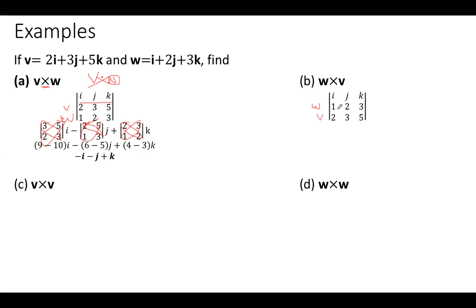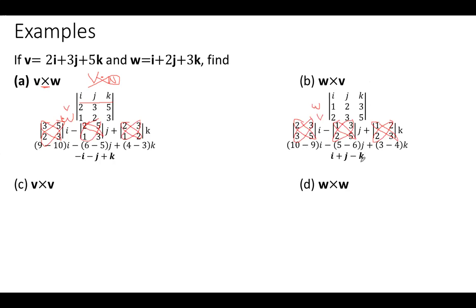Again, set it up. We ignore column I and set it up with 2, 3, 3, 5 times I. Minus, from the formula, ignoring column J, 1, 2, 3, 5 times J. Plus, from the formula, ignore column K, 1, 2, 2, 3 times K. Then we do your determinant rule, 2 times 5 minus 3 times 3, so that's 10 minus 9 times I, minus 1 times 5 minus 3 times 2, 5 minus 6 is J, and then 1 times 3 minus 2 times 2, so 3 minus 4 times K. 1I minus negative 1, so plus J, minus K.